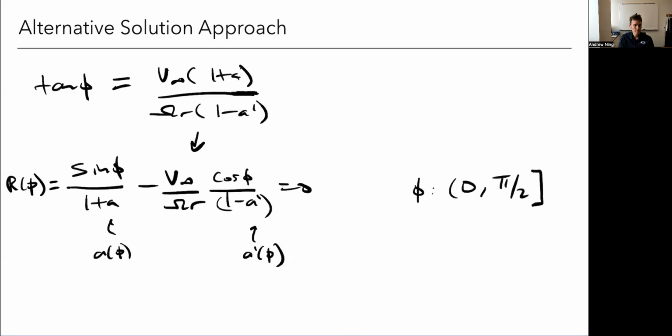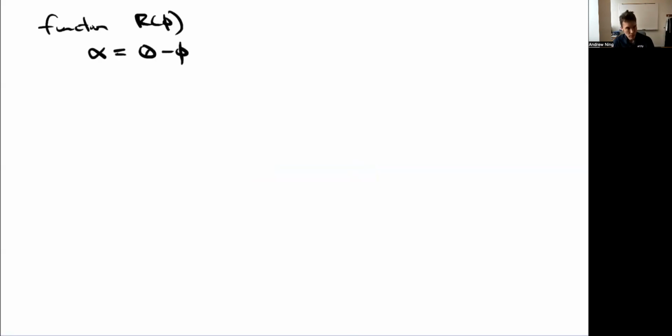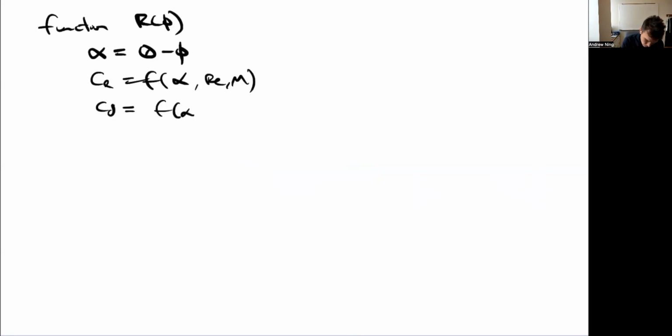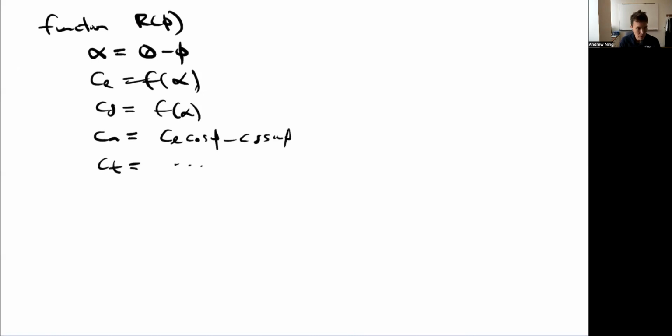Okay, so let's review this procedure here. So here's how you would do this. You create a function, I'll call it r of phi, and that's our residual function. So phi is coming in, and since phi is coming in, I can now compute my angle of attack, because I know the twist. So then now I can compute CL and CD. They're a function of alpha, and again, maybe Reynolds number and Mach number. I'll just write angle of attack for our purposes here in this simple case. Okay, so I got CL and CD, and then CN is equal to CL cos phi minus CD sin phi, and CT is equal to something like that too.